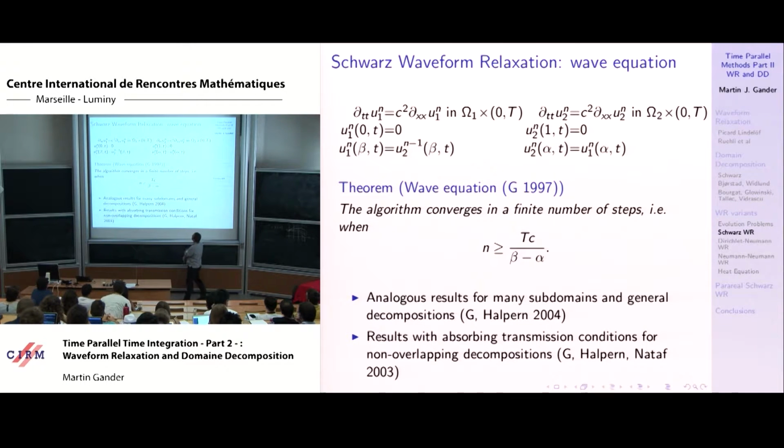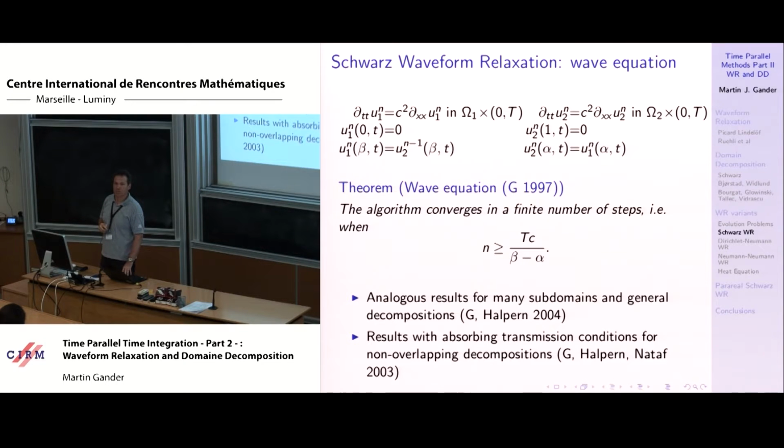This is an algorithm I looked at in my thesis, and it's a direct solver. It converges after a finite number of steps. As soon as the iteration number n is bigger than the length of the time interval times the speed of propagation of the wave divided by the overlap, you have the solution. And this is not only true for this one-dimensional example, this is true in full generality. It's a direct solver. You can also do an optimized variant, which can also be made into a direct solver.